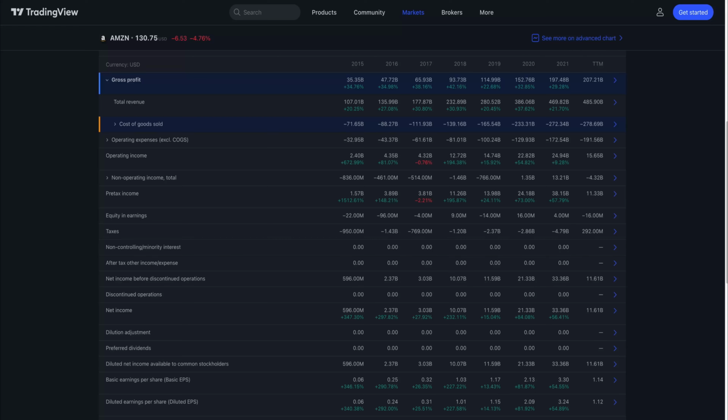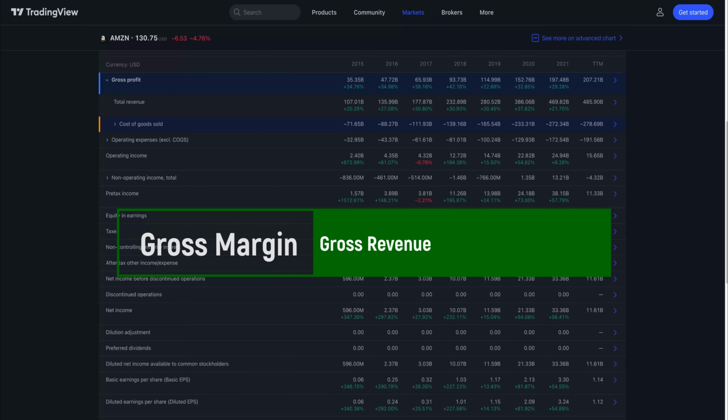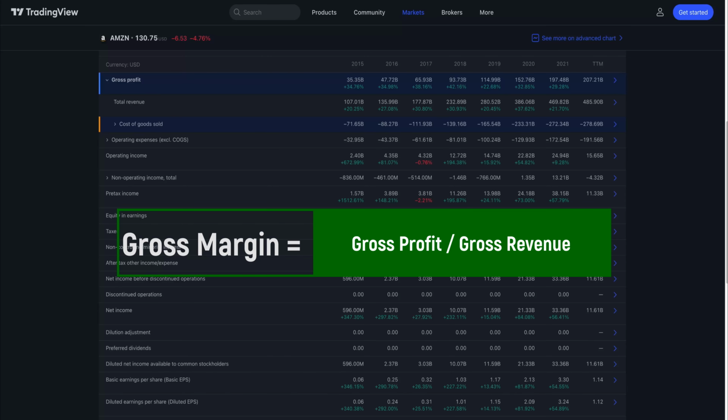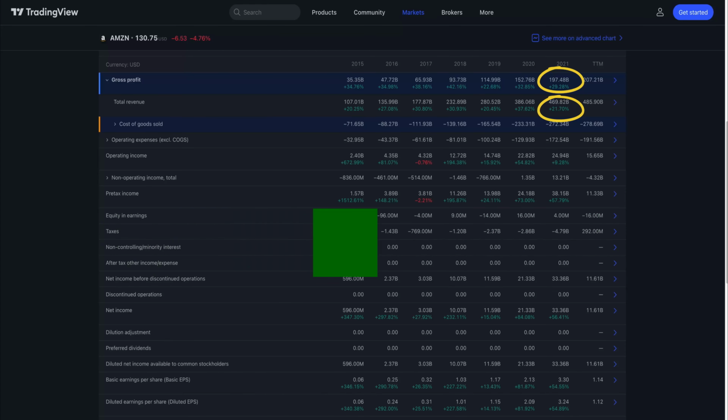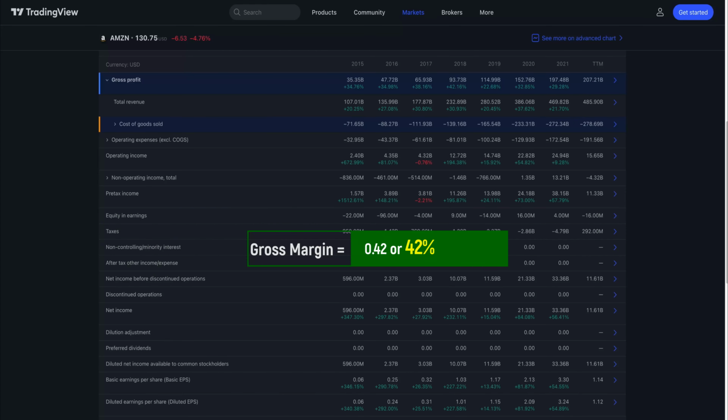Gross margin shows whether the company's sales are enough to cover their costs. To calculate the gross margin, you need to divide gross profit with gross revenue. In our case, these numbers are $197.48 billion divided by $469.82 billion. The number we get is 0.42, and since we refer to this on a percentage basis, this is 42%. That means that for every dollar that comes to the company, Amazon makes 42 cents.